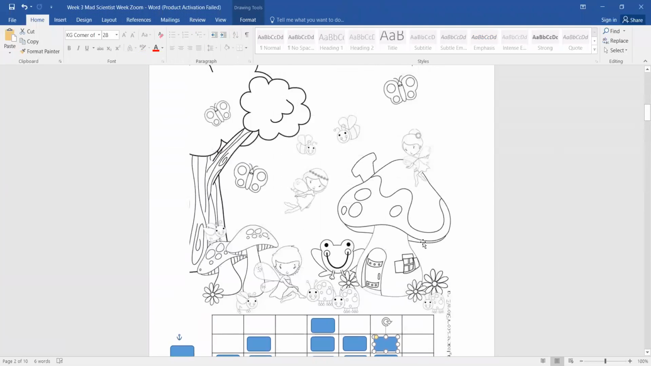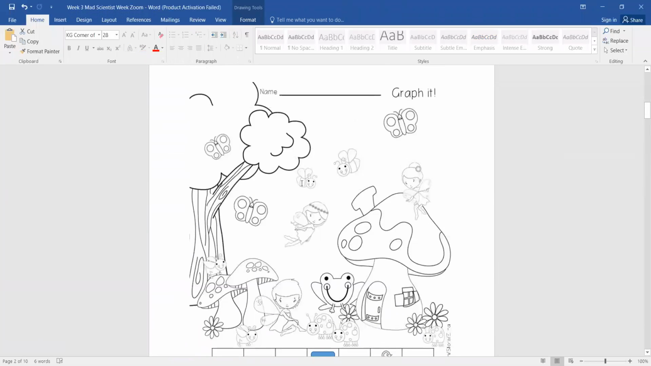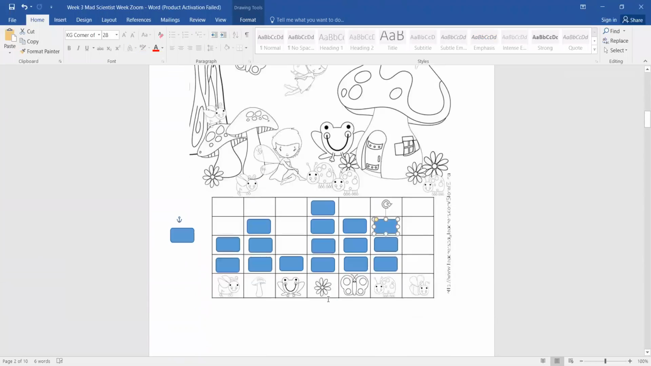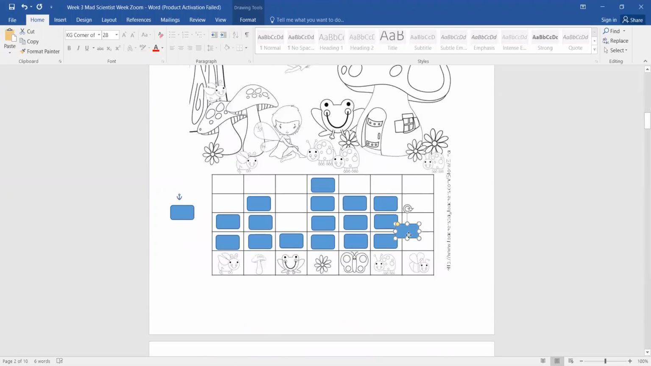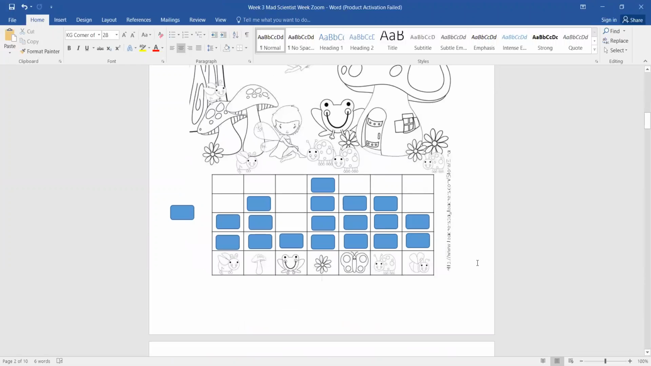How many bees do we see? 1, 2. I only see 2, so we just need to graph 2 bees. 1, 2. So, which one had the most? Let's look at this chart. This one has 2, this one has 3, 1, this is 4, this is 3, this is 3, and this is 2. So the flowers has the most. There are the most flowers in this picture than there are other stuff. The least is the frog. There's only 1 frog.